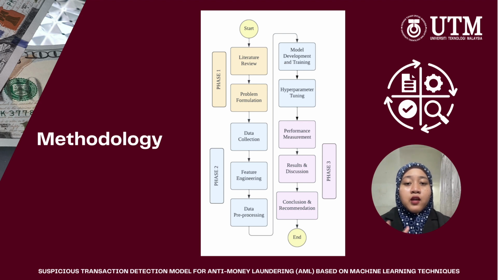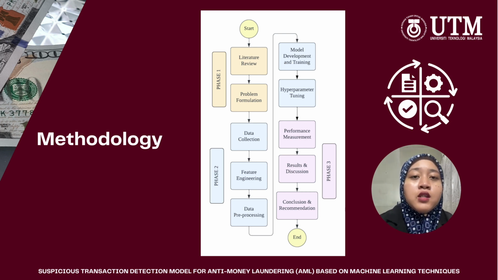Next, in the second phase, we have data collection, where we collect the raw data from reliable sources such as Kaggle, and then we have AML SIM and PaySim, with which we can generate our own datasets. And then we have feature engineering, where we turn the raw datasets into a statistical dataset.